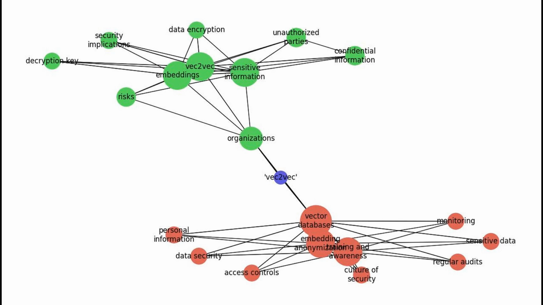Three, regular audits. Conducting regular audits and monitoring of vector databases can help identify any sort of unauthorized access or unusual activity. This is like having security cameras to watch over a valuable collection. Four, embedding anonymization. Anonymizing or obfuscating sensitive data before creating embeddings can reduce the risk of revealing personal information. This is akin to using a pseudonym instead of a real name.